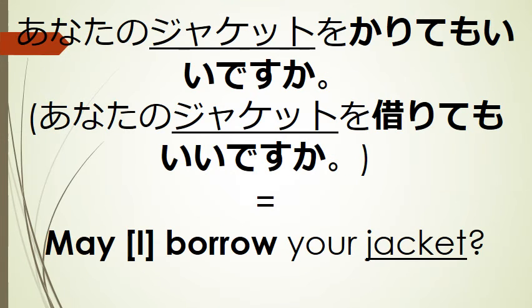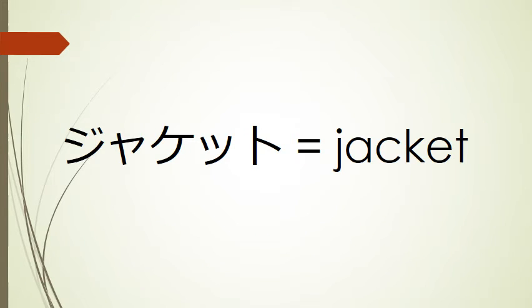If I were to say, Anata no jacketto o karite mo ii desu ka? That would mean, may I borrow your jacket? I'm using the te form of kariru to make a sentence with te mo ii desu ka, to ask permission to do something, in this case, to borrow a jacket. And that new word, jacketto, means jacket.